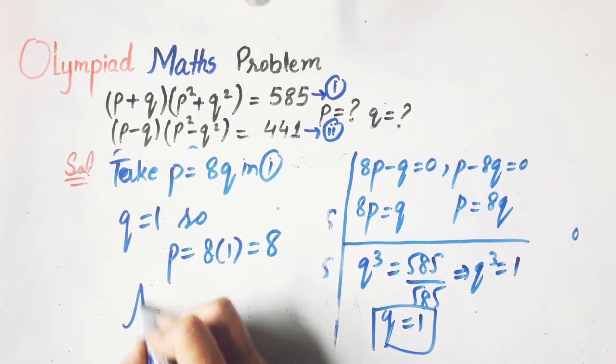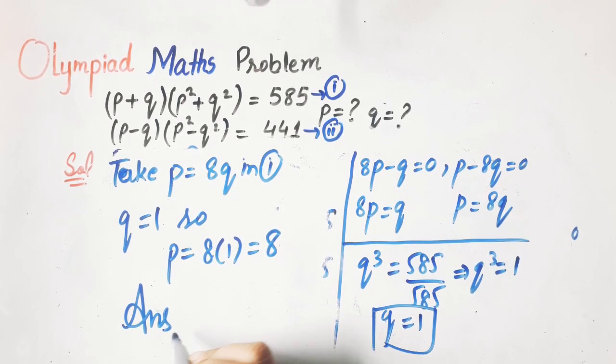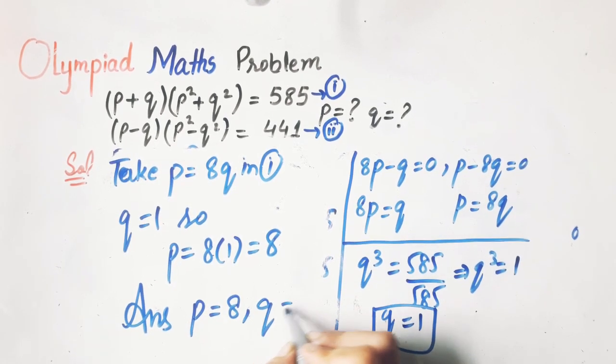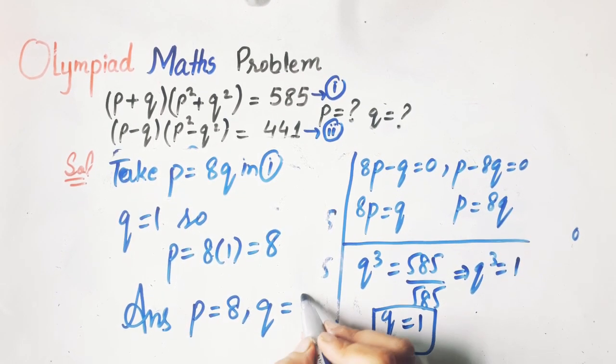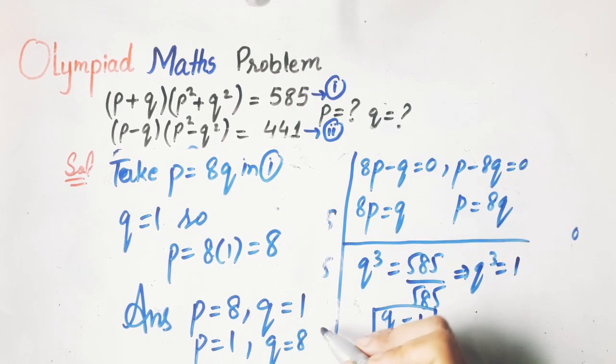So we got the answer as p equals 8 and q equals 1. So this is the final answer. Or similarly, we can also solve this as p equals 1 and q equals 8. This is the answer.